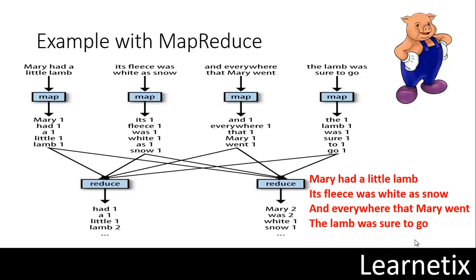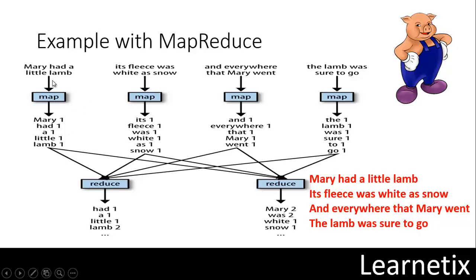So let's see my example: Mary had a little lamb. Its fleece was white as snow, and everywhere that Mary went, the lamb was sure to go. HDFS is going to divide this big file into some small chunks. So in the first map, the first line comes in as Mary had a little lamb. In the second map, the second line comes in like its fleece was white as snow. In the third map, the third line comes in as everywhere that Mary went and the lamb was sure to go, and it comes into the fourth map. Then it will start to break it down word by word.